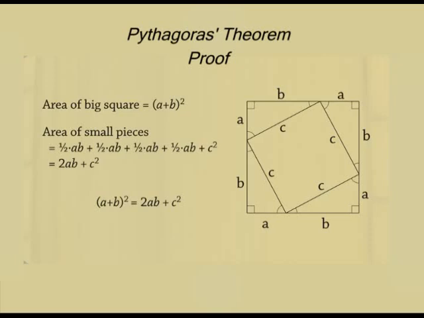If you expand the left side, you get A squared plus 2AB plus B squared, and this should be equal to 2AB plus C squared. 2AB is common on both sides, and so we can subtract it out, which leaves us with A squared plus B squared is equal to C squared, and this is the Pythagoras theorem. So it is true.